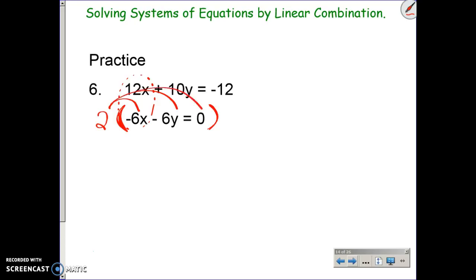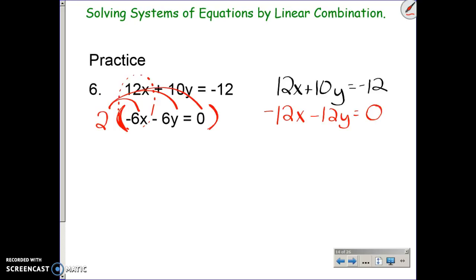Okay, so I'm just going to rewrite everything over here. I'm going to rewrite the first one the same way it is, because I'm not changing that one. But I am going to change the second one. It's going to be negative 12x. 2 times negative 6 is negative 12y. 0 times 2 is still 0. Do not make it 2. It's 0.